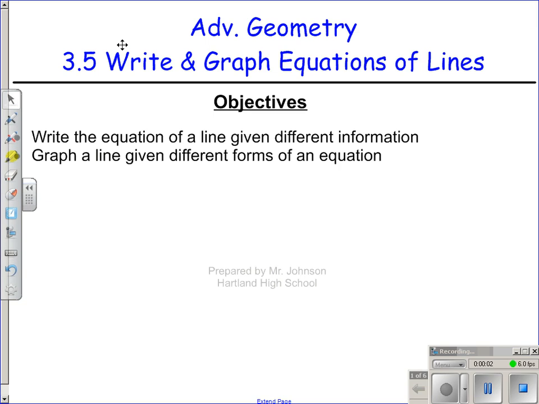Hello everybody, this is the notes for Advanced Geometry section 3.5. In the previous section we talked about just slope, how to find the slope, how to tell if lines are parallel or perpendicular from their slope. So that was just slope. Now in this section we're talking about writing the equations, graphing lines from the equation.